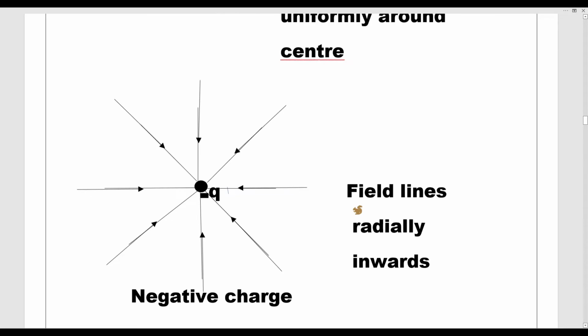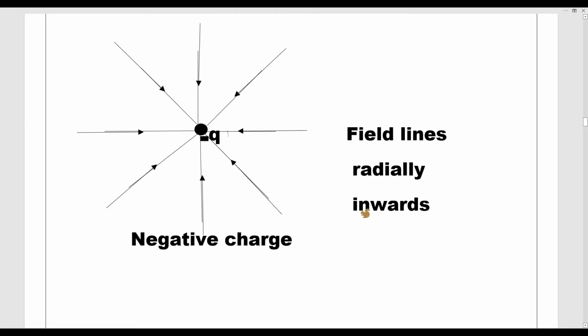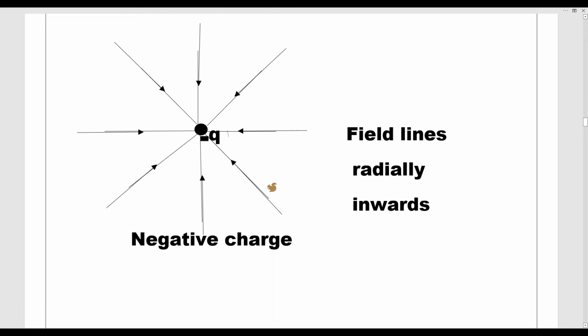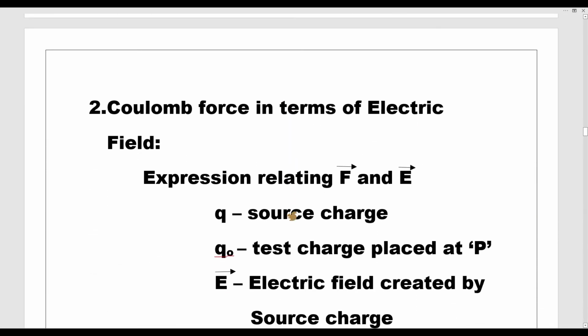Now we will see what will be the direction of electric field lines for a negative charge. Here, in the negative charge, the electric field lines are radially inwards. That is, for a negative charge, the electric field lines point inwards towards Q. Guys, I hope that you all have a clear understanding of direction of electric field lines. Now we move on to the second aspect.